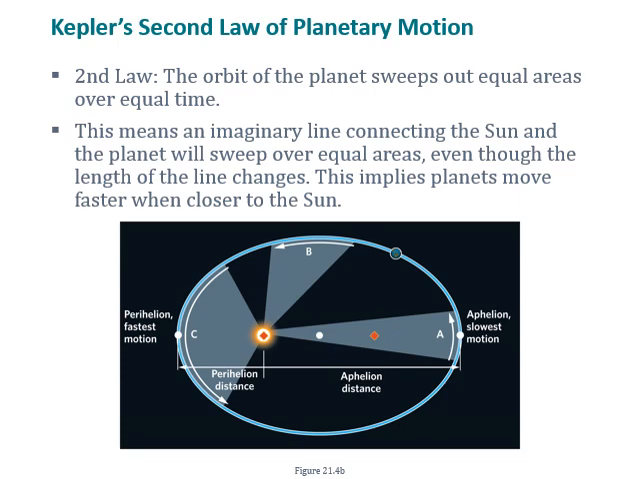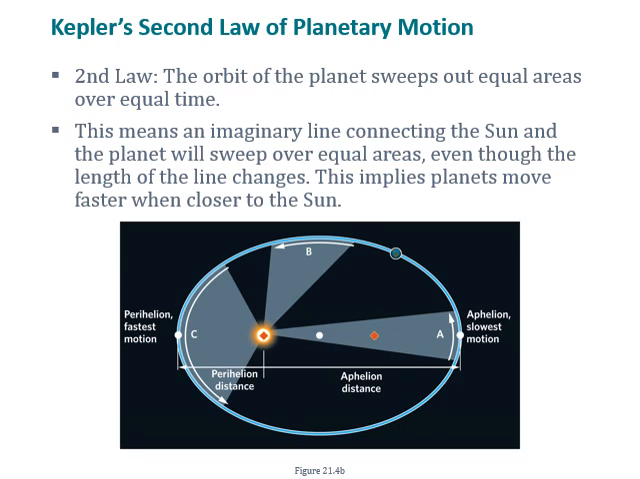Kepler's second law is that the orbit of a planet sweeps out equal areas over equal time. This means that an imaginary line connecting the Sun and the planet will sweep over equal areas even though the length of time changes. This implies that planets move faster when they are closer to the Sun.